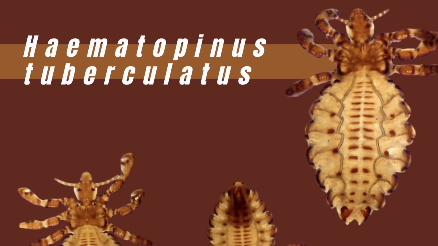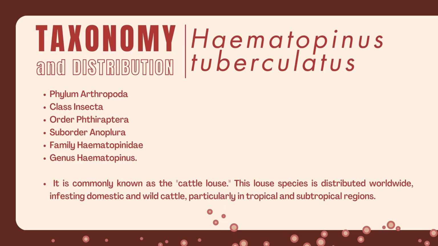The first species is Haematopinus tuberculatus. It belongs to the family Haematopinidae and genus Haematopinus. It is commonly known as the cattle louse. This louse species is distributed worldwide, infesting domestic and wild cattle, particularly in tropical and subtropical regions. The adult louse is about 3 millimeters in length, and its body is flattened dorsoventrally. It has a reddish-brown to grayish-brown coloration, and its head is wider than its thorax.